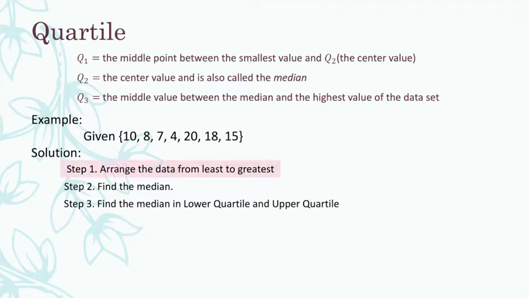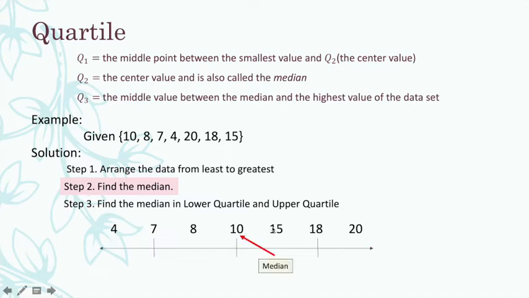So let us arrange the data. Step 1, arrange the data from least to greatest. The first number would be 4, then followed by 7, then 8, then 10, 15, 18, then 20. Step 2, find the median. So how do you find the median? Cancel out the outer part: the 4 and 20, 7 and 18, 8 and 15, leaving the 10 as the median. So the 10 here is the median or the middle value. Therefore, 10 is the Q sub 2.